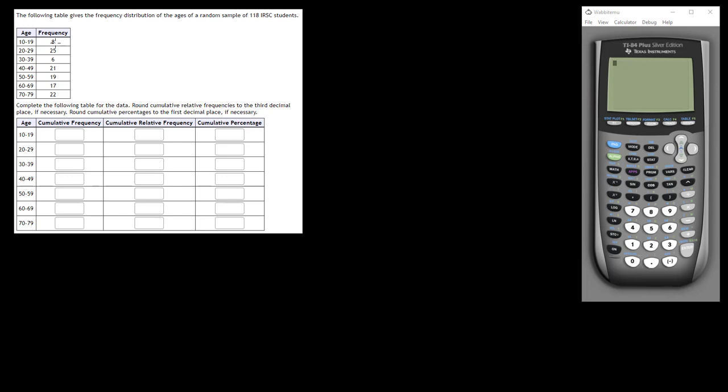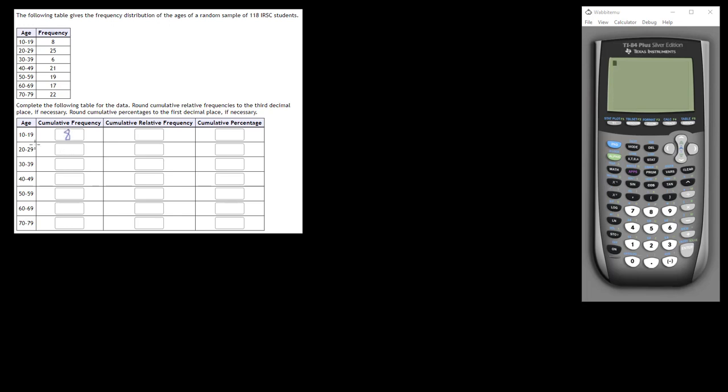So let's see. The way you calculate the cumulative frequency is you take the frequency of this class or any class that came before it. Well, it's the first class, so there is no class before it, so the frequency of it is just 8, which is also going to be the cumulative frequency. Yeah, there we go. 8.